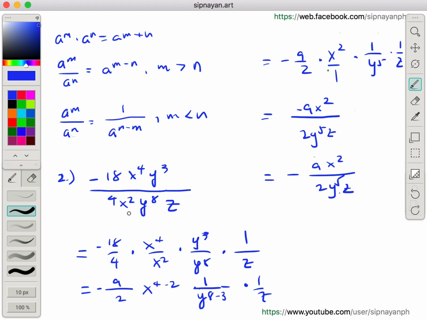Later, pag samasamahin na natin, meron pa tayong isang rule, yung n minus m. Pwede kasi siya maging negative exponent actually. Kaso, hindi pa natin napag-aaralan yung negative exponent, so hindi ko pa siya dinidiscuss. Maganda kasi sa series na hindi natin ma-discuss yung hindi pa natin napag-aaralan.